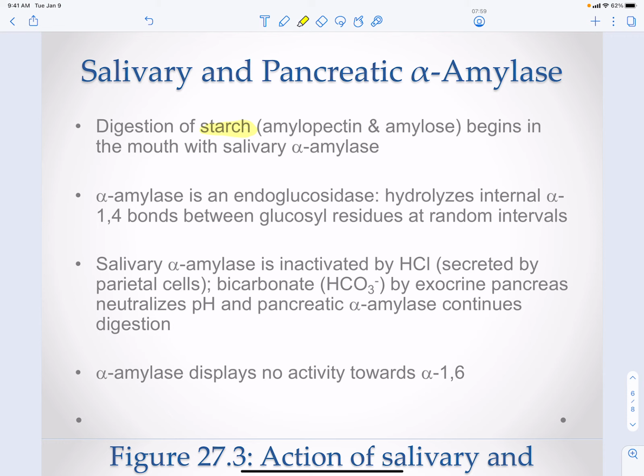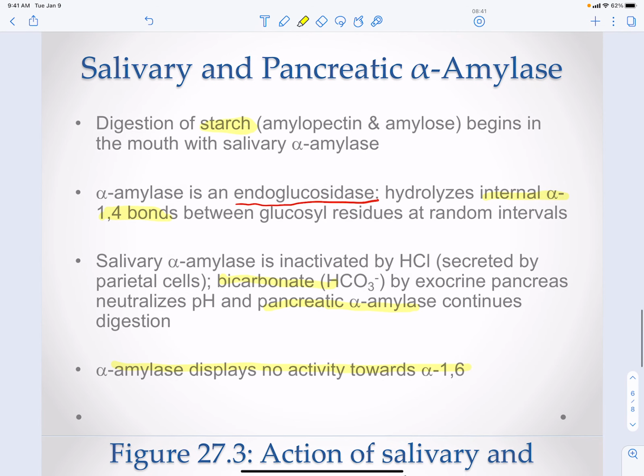And then this alpha-amylase is only going to be able to hydrolyze internal alpha-1,4 bonds. And this is why it is called an endoglucosidase. Endo means in between. And so it can only work on bonds that are in between. Now your salivary alpha-amylase gets inhibited by bicarbonate from your pancreas, in addition to secretion of the pancreatic alpha-amylase, which will continue the digestion. It has the exact same sites that it's going to bind to and hydrolyze, those internal alpha-1,4 bonds. It's important to note that your alpha-amylase has no activity towards the alpha-1,6 bonds.